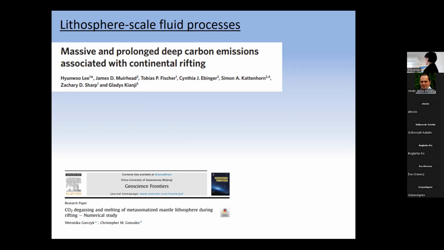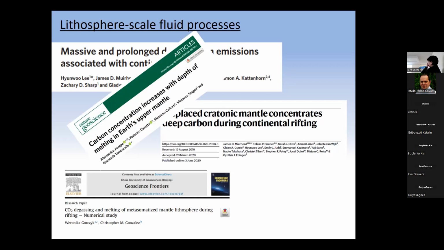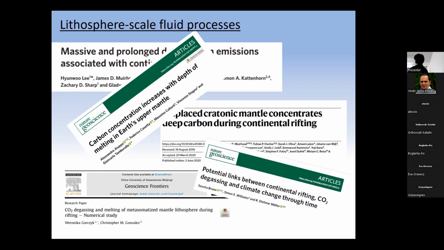So you can see the titles: massive and prolonged deep carbon emissions associated with continental rifting. Displaced cratonic mantle concentrates deep carbon during continental rifting. Carbon concentration increases with depth of melting in Earth's upper mantle, and potential links between continental rifting and CO2 degassing and climate change through time. So here climate change comes on the table because there is a CO2 leaking process that we still don't know how effective it is by means of CO2 flux, and we have to understand. And we do know that this CO2 derives from the deep lithosphere because of isotopic constraints.